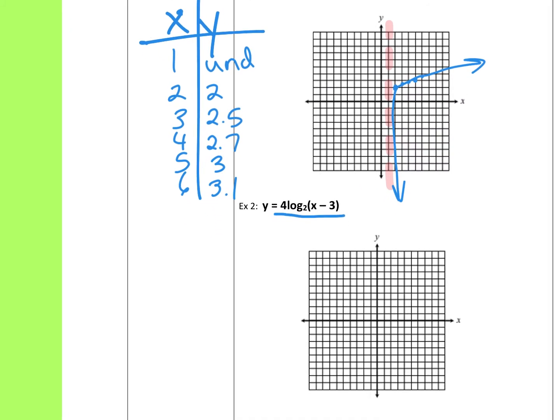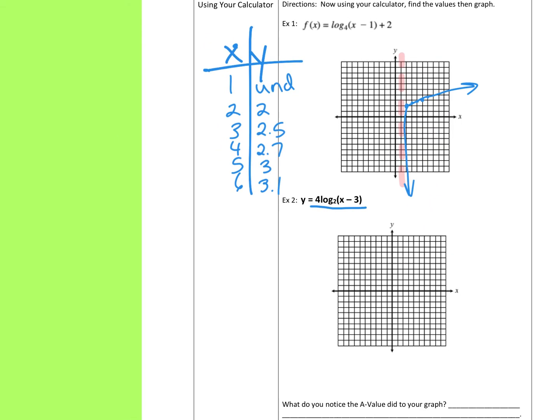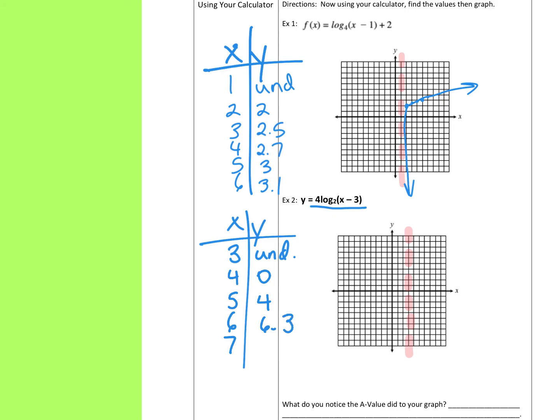Yeah? Heads nodding? Okay. So then, for example 2, what was your asymptote? 3. And what did you plug in? 4, 5, 6, 7. What'd you get for 4? 5. 4. 6.3. 8. Okay, I would agree with that.